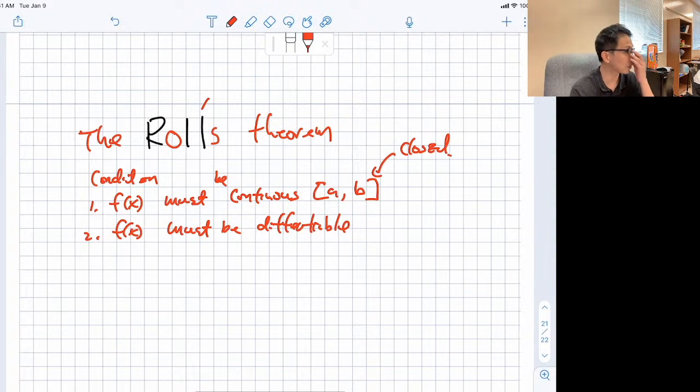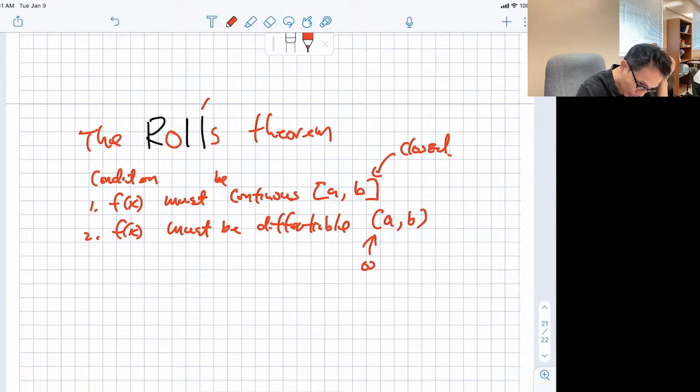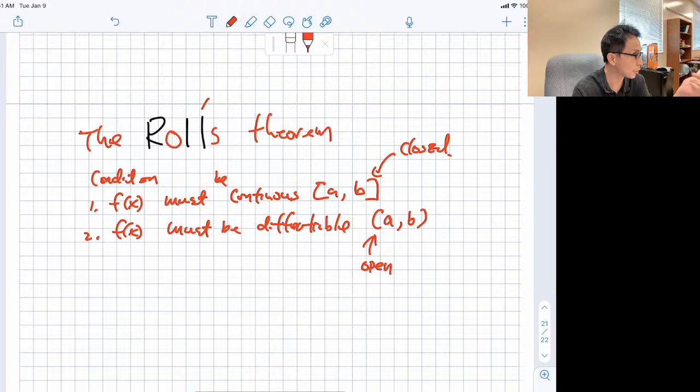Now, here's a small thing I want you to pay attention to. It's a parenthesis, a comma b. But why do we use parentheses? Why do you think we need to use parentheses? Yes, a and b are not included. Why is that? So this one's open. The reason they are open is because the function is never differentiable at the endpoints. It's not differentiable at endpoints.